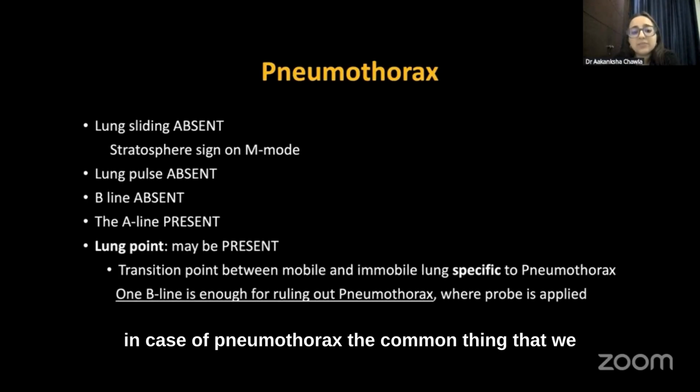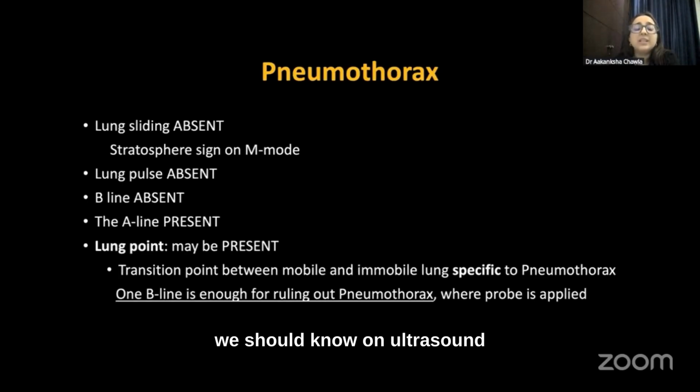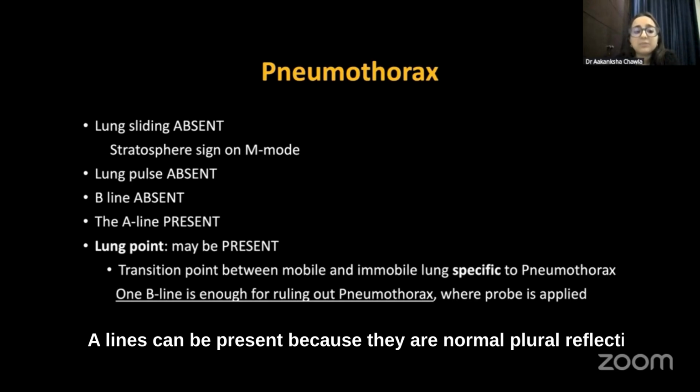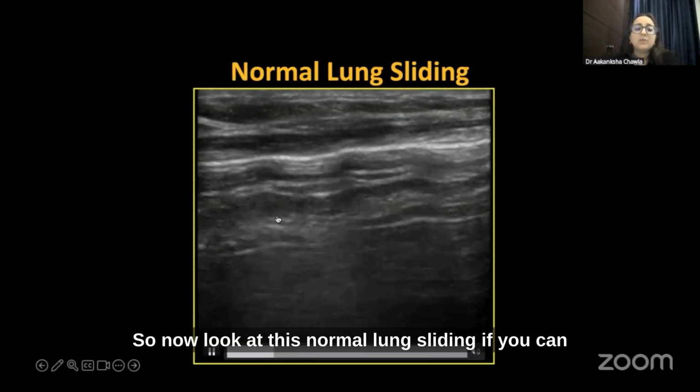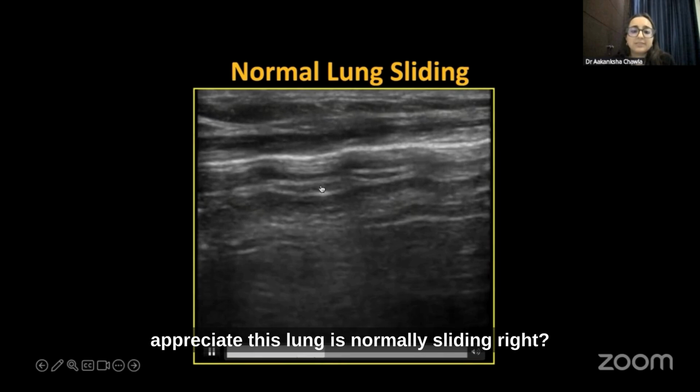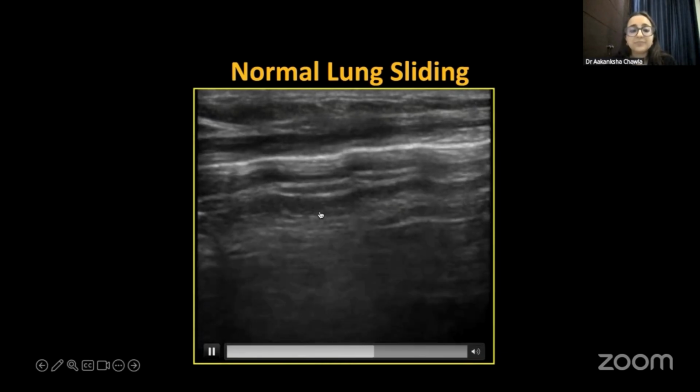Now, in case of pneumothorax, the common things that we should know on ultrasound are the absence of lung sliding, and lung pulse is absent. One single B line rules out pneumothorax, so B lines should be absent. A lines can be present because they are normal pleural reflections. Lung point may be present. So now look at this normal lung sliding. If you can appreciate, this lung is normally sliding, right?